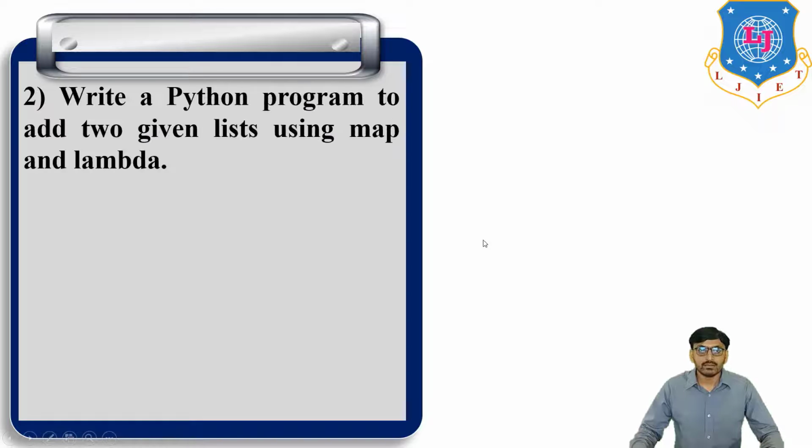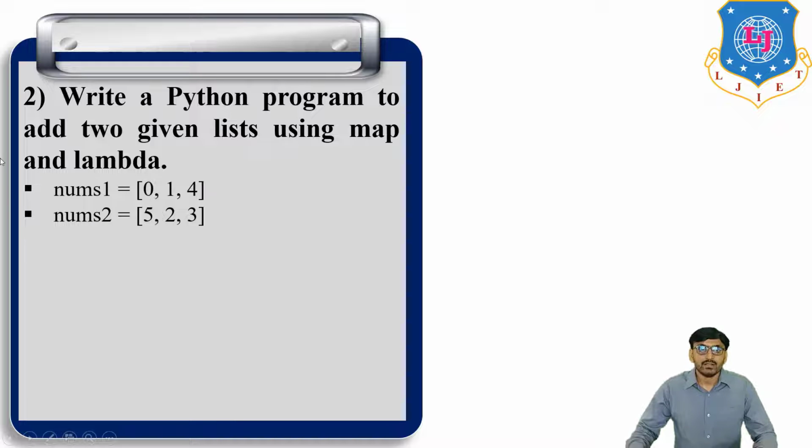Okay, then the second program: write a Python program to add two given lists using map and lambda function. So in this program we add two given lists, for example list1 and list2, by using map and lambda function. So the first step is nums1 is equal to 0, 1, 4. This is one list, nums1. Then nums2, the second list, is 5, 2 and 3.